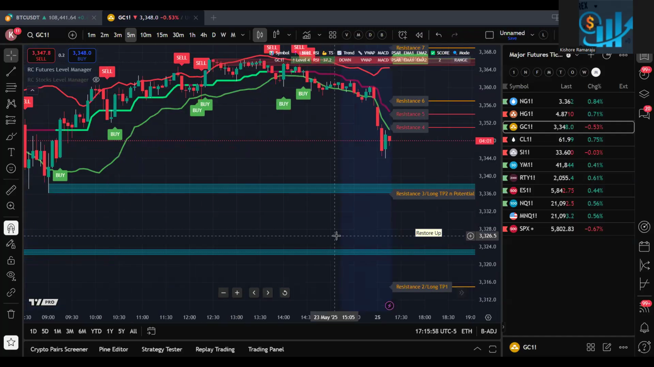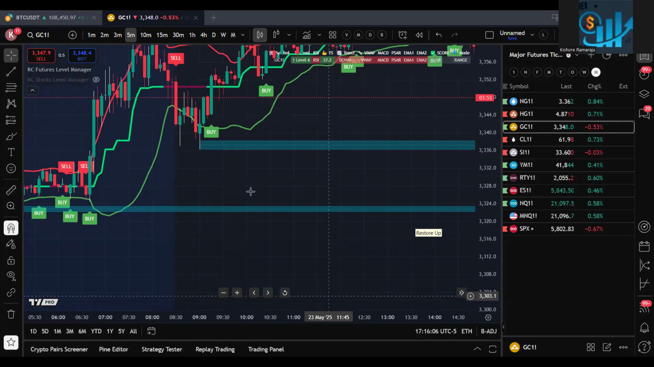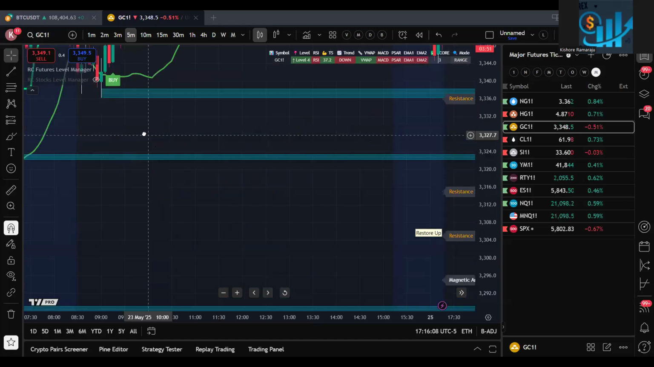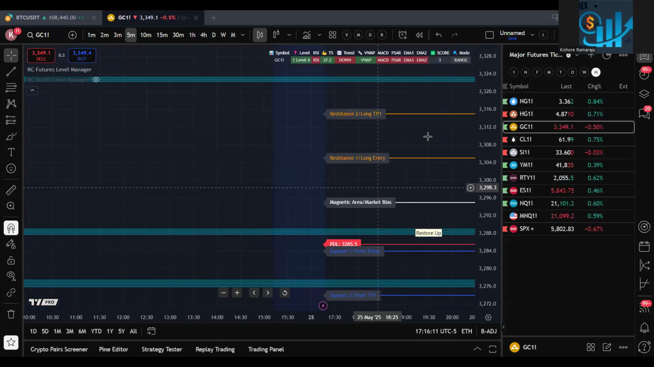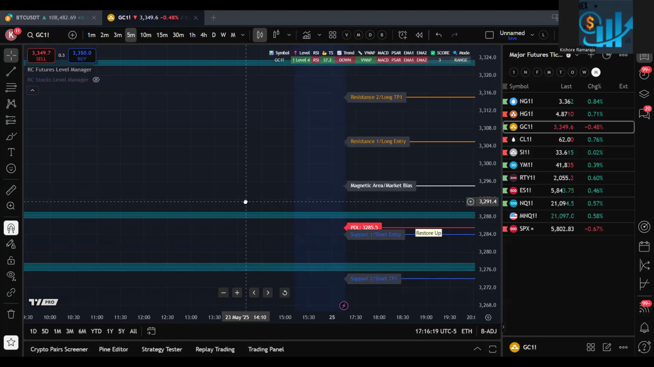So whenever you are above the magnetic area and whenever your score is above 5 or 6, then you should only look for the buy signals, buy opportunities. Whenever you are below the magnetic area, if your score is below 2 or 3, you should only look for the sell opportunities. So that is about uptrend and downtrend.